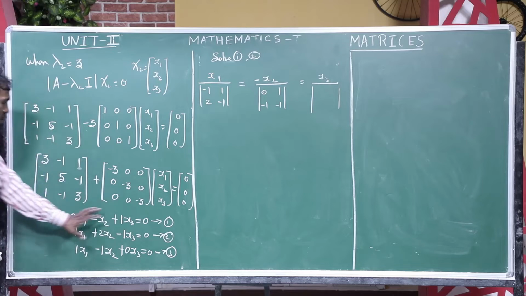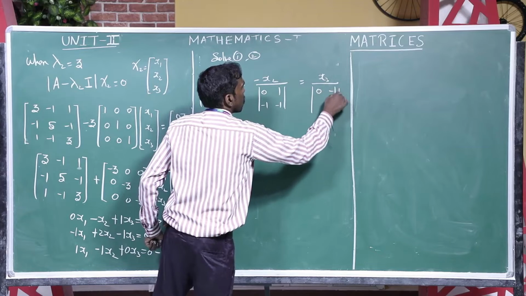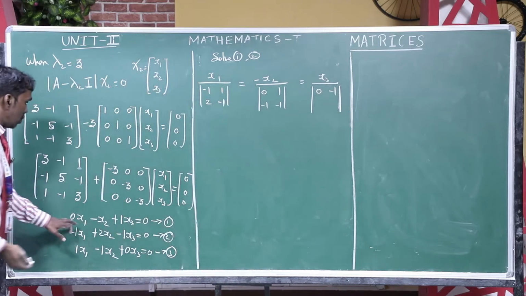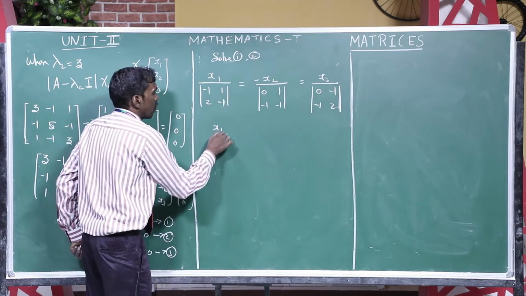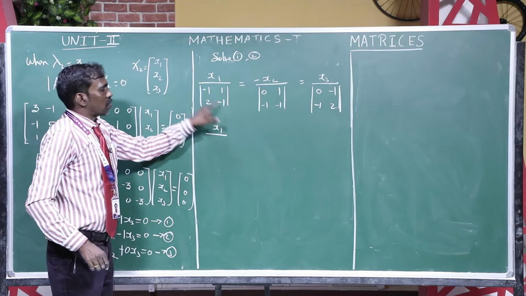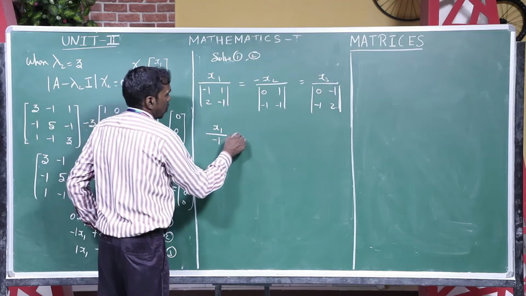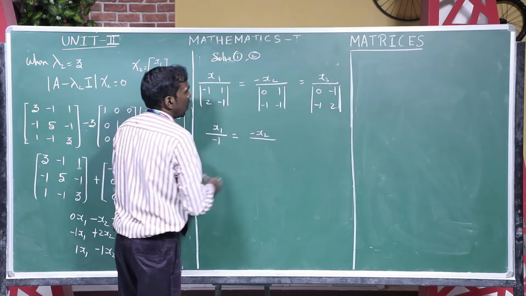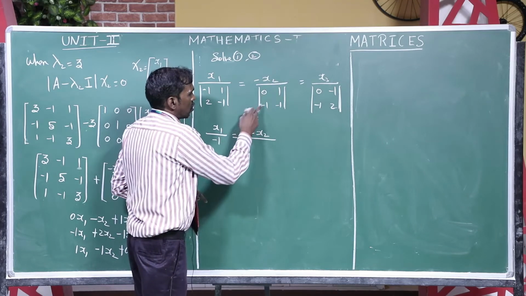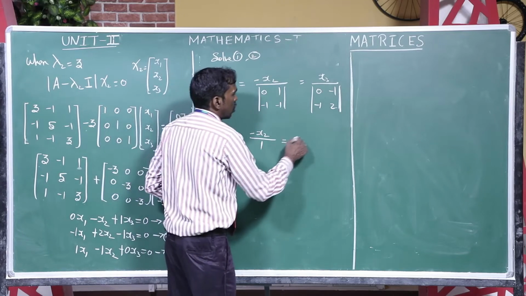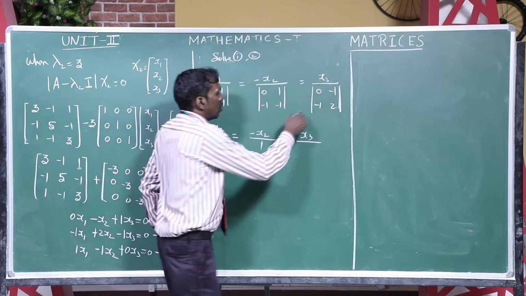Similarly, for x3: 0, minus 1; minus 1, 2. Have to simplify this. So x1 by: 1 times 1 is 1, and 1 minus 2 will be minus 1. Here minus x2 divided by: 0 minus 1 will be, put the plus sign, so 0 plus 1 will be 1. Next x3: 0 times 0 minus, minus 1 will be plus 1, so minus 1.